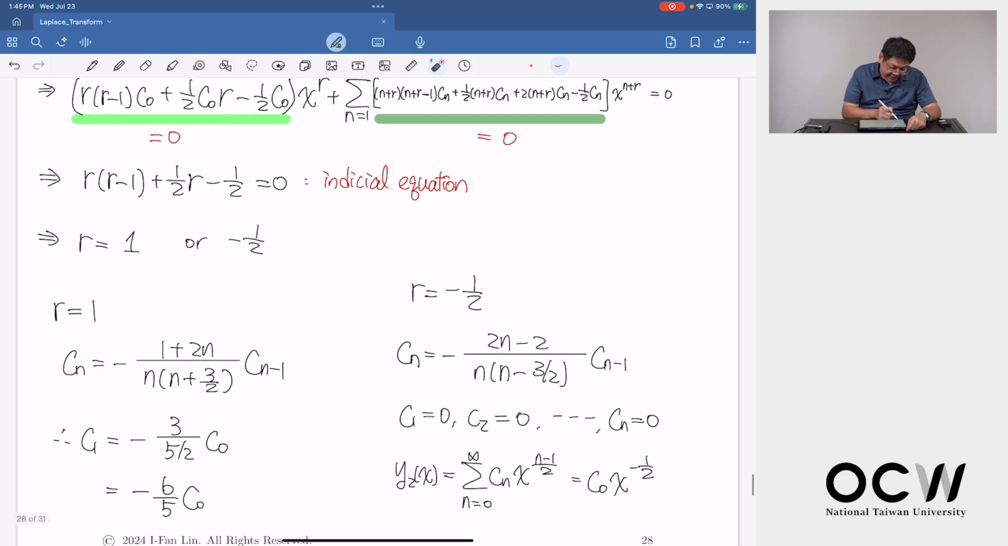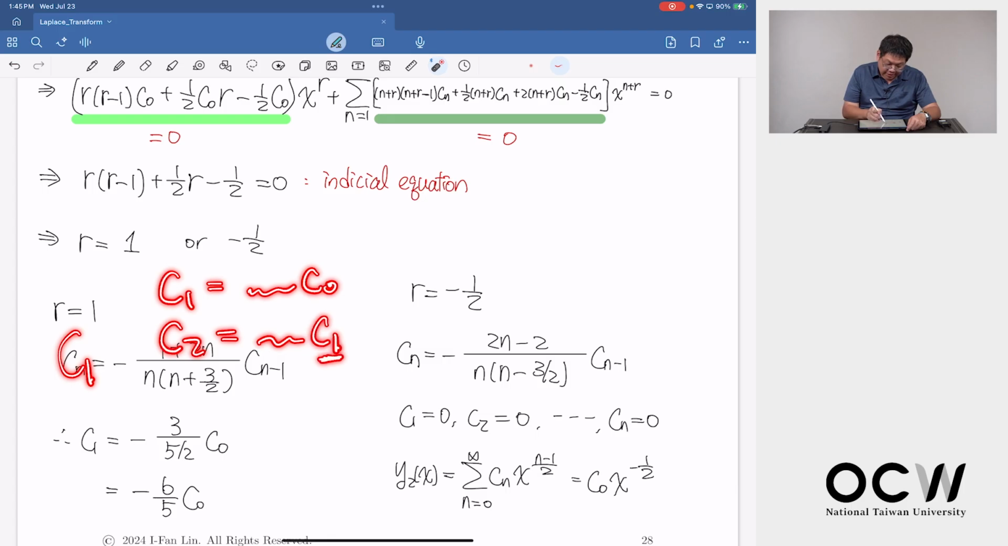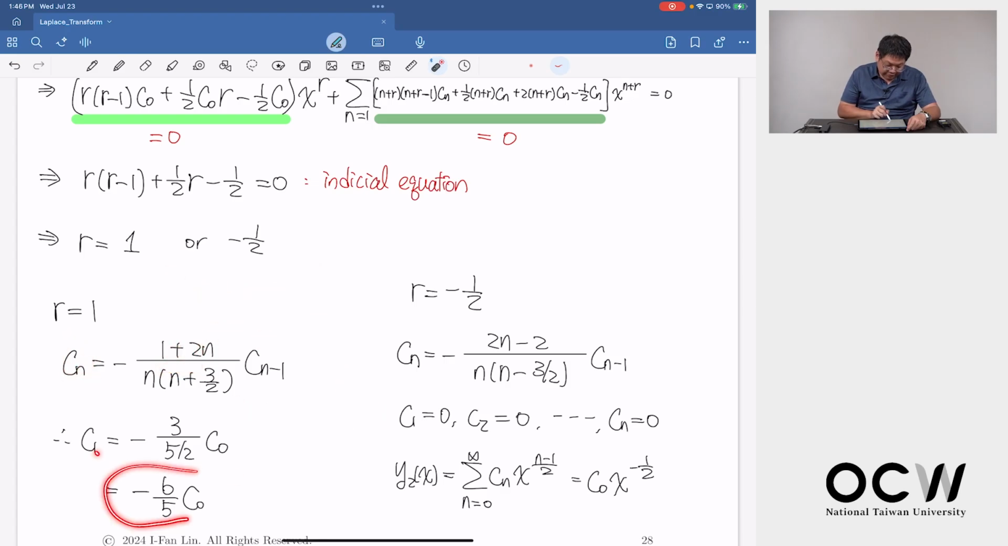In this case, first we can find that if I have a C0, then we can get C1. C1 is something times C0, and C2 is something times C1, and since C1 is something times C0, actually all the coefficients later on can be expressed in terms of C0. So here C1 is, for example, minus 6/5 C0. And then you can get one of the solutions, y1.